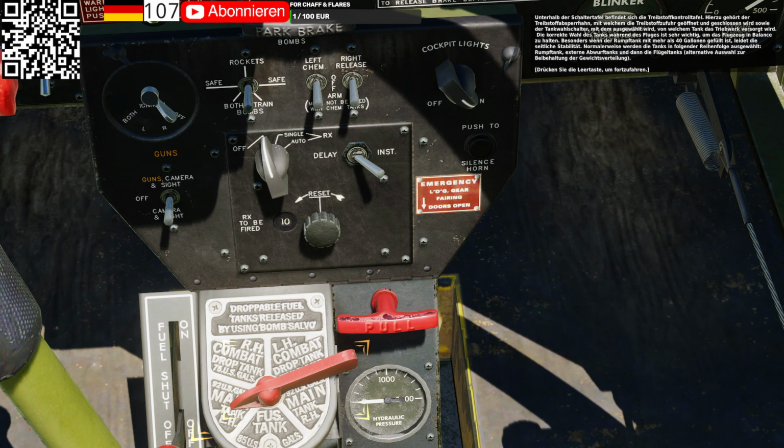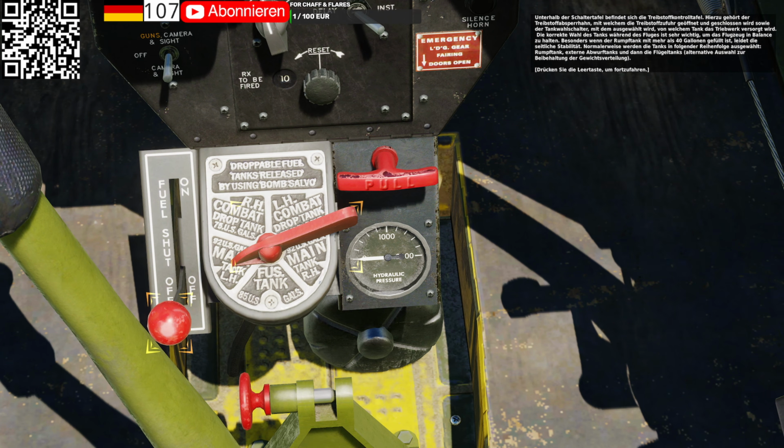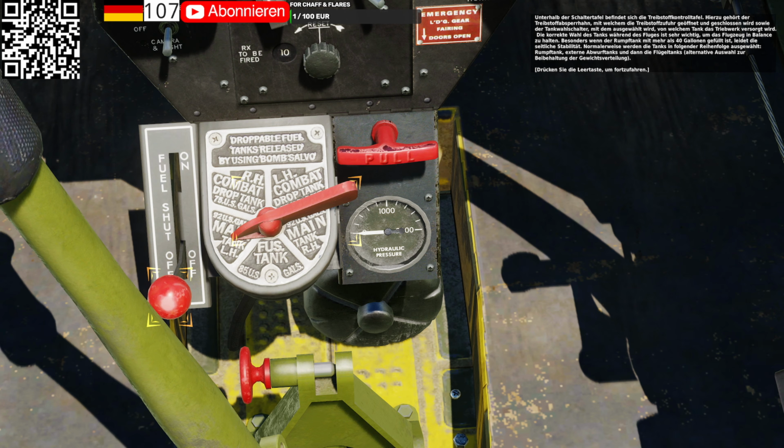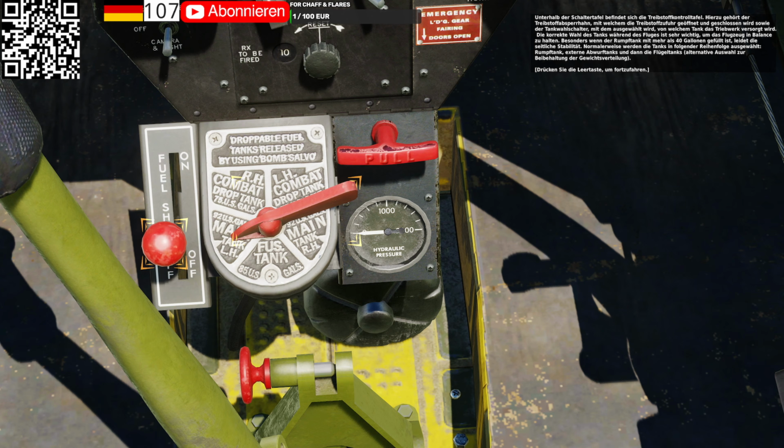Below the front switch panel is the fuel control panel. This includes the fuel shutoff valve, used to open and close the fuel flow, and the fuel selector valve, used to select the fuel tank used to feed the engine. Correct fuel tank selection is important in flight to maintain a balanced aircraft.